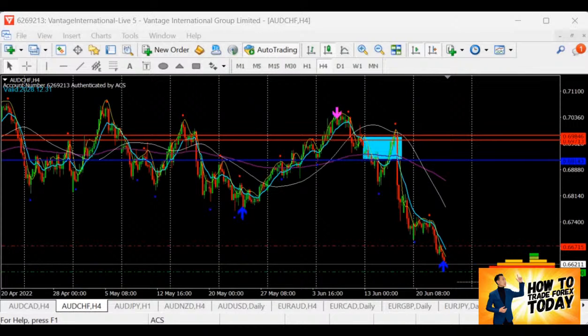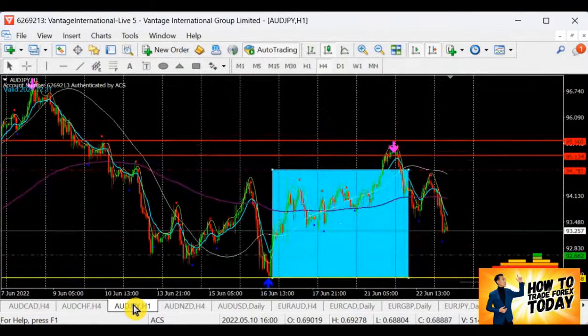Yesterday I was checking out all the Aussie pairs, am I right? Okay, so just take note. Let's take a look at Aussie yen. Aussie yen from now, are we in the bear? Yes, right now we are in the bear.